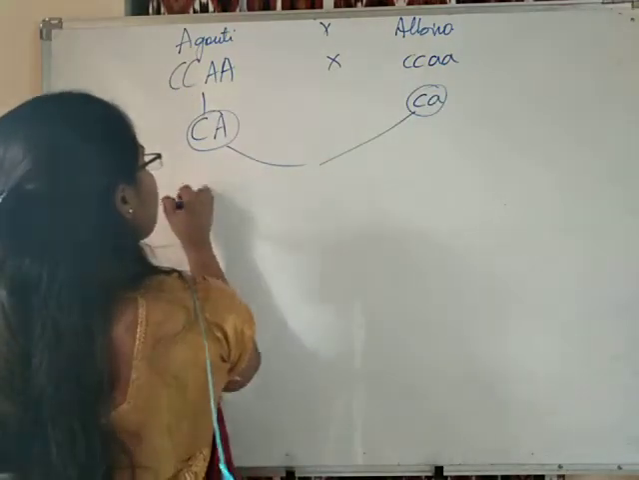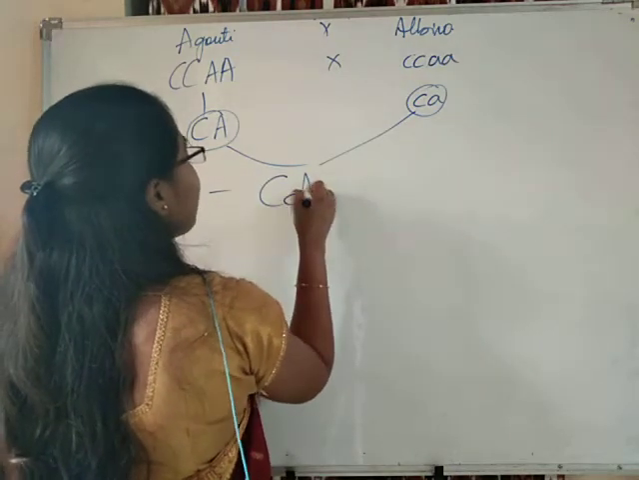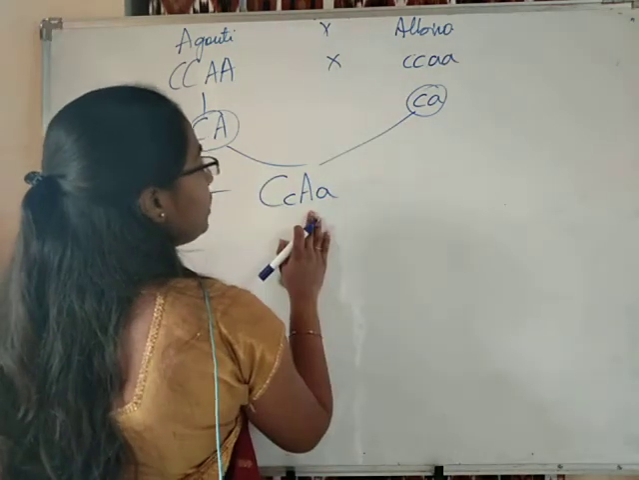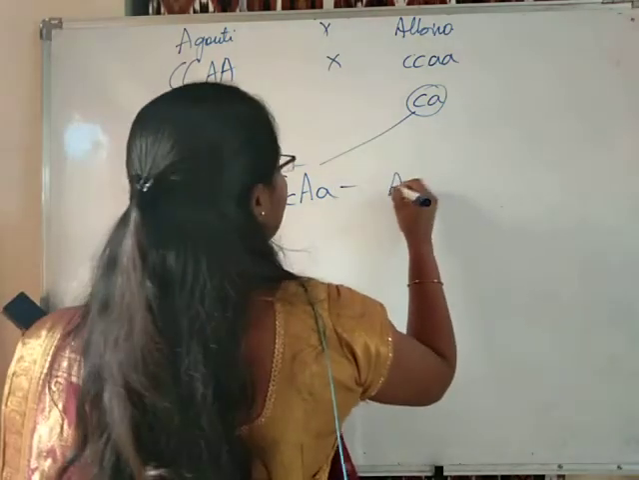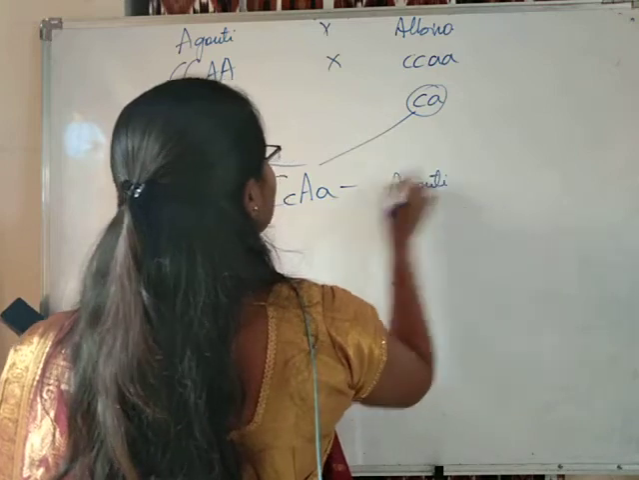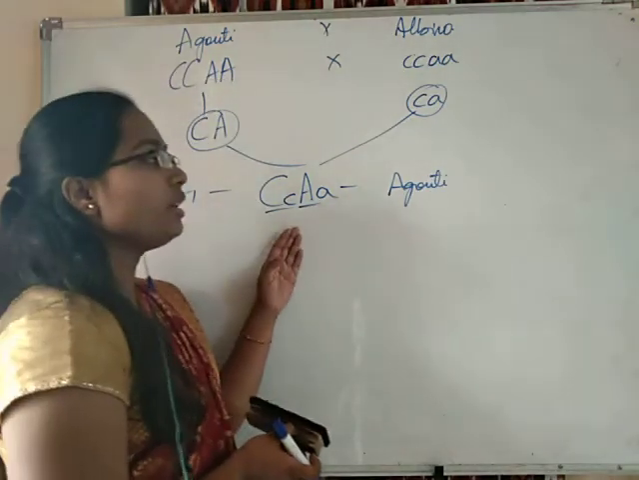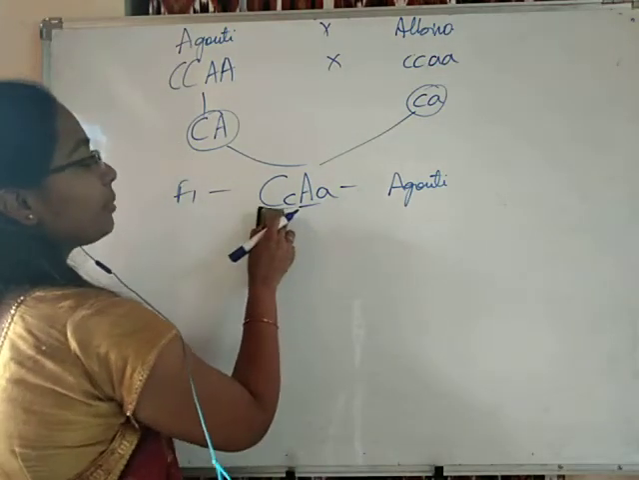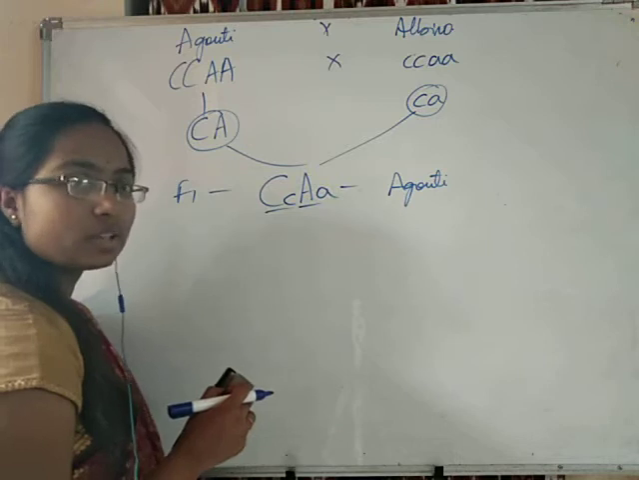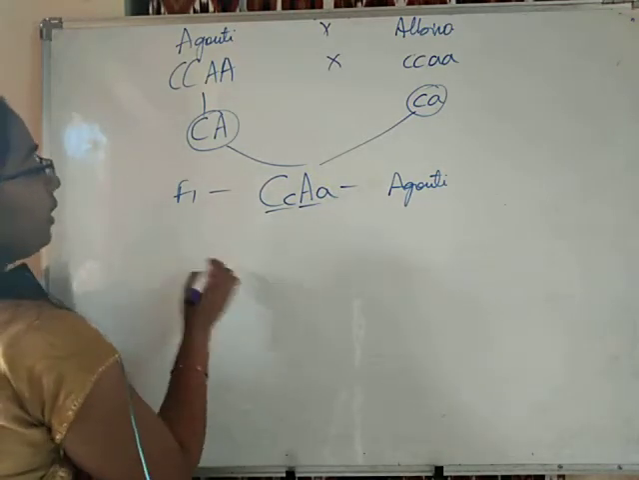Then the F1 generation individuals will be capital C, small c, capital A, capital A. This individual will definitely be an agouti, because capital C and capital A are both present, right? So this individual will be an agouti. Let us see what offspring come from crossing two F1 individuals.